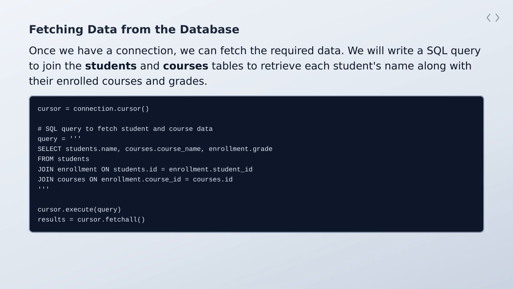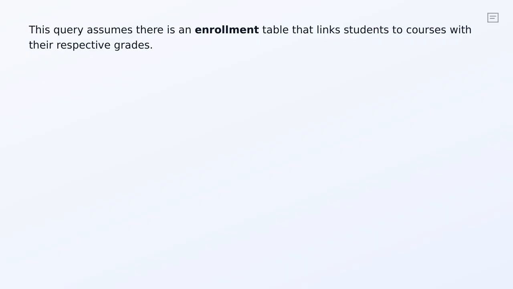The samples on screen walk through this step. Take a moment to read through them. Here's the idea. This query assumes there's an enrollment table that links students to courses with their respective grades.